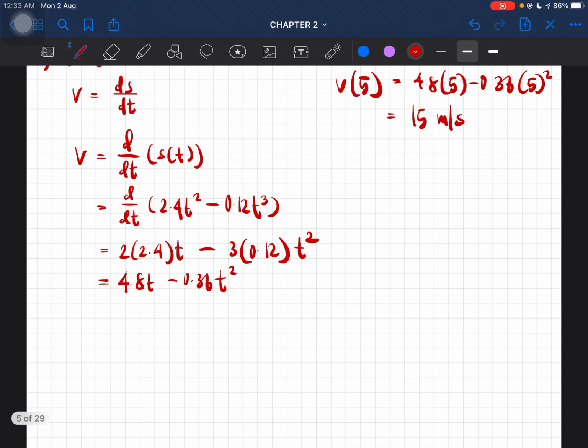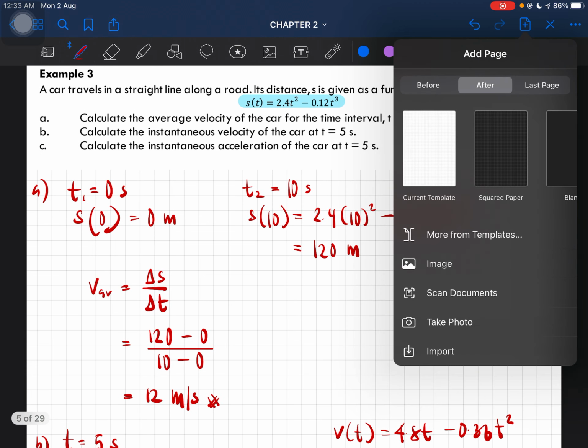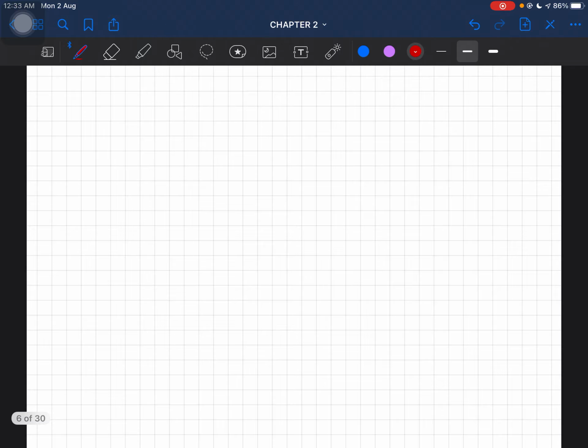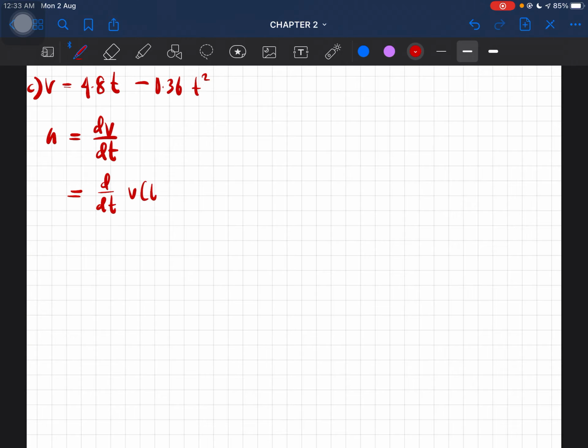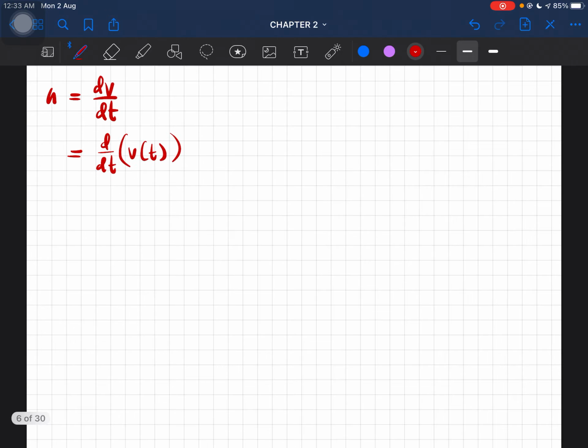Right, now they ask for the instantaneous acceleration. So we are doing the same thing but using the velocity formula. So 4.8t just now, minus 0.36t square. Acceleration is dv over dt. It is the rate of change of velocity. So we have to differentiate the equation for velocity.